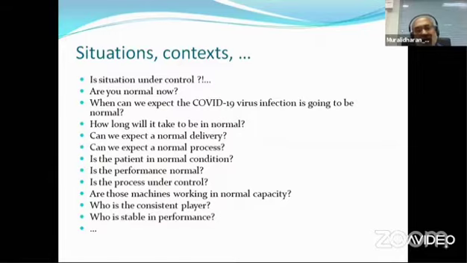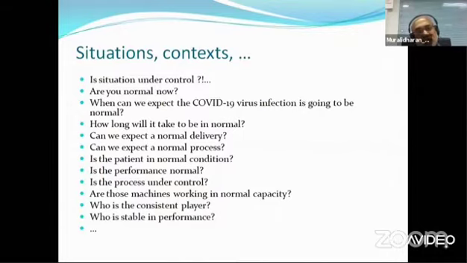If the answer is yes, definitely we can have a great sigh of relief. But what if the answer is no? The third point you can see: when can we expect the COVID-19 virus infection to be normal? This is the common feeling everybody is having now. Everybody is thinking about when it is going to be normal. Nowadays, people say that the infection is growing according to an exponential distribution. It is very true. And when it is going to be normal, this is what everybody is concerned about now.